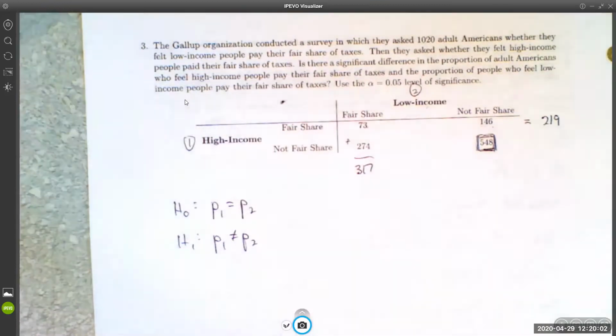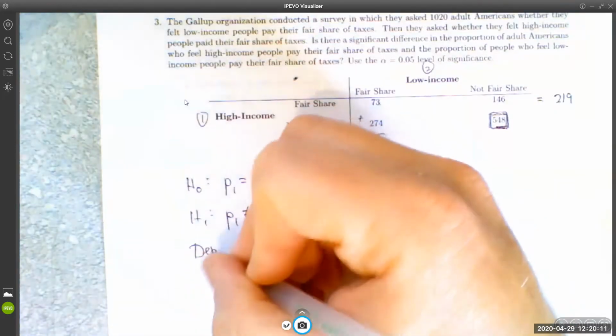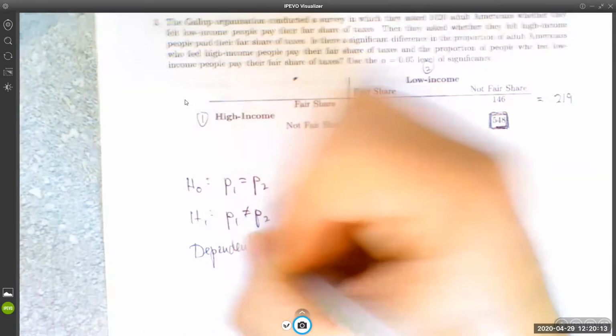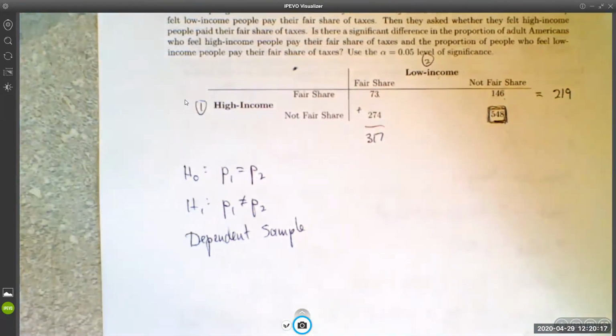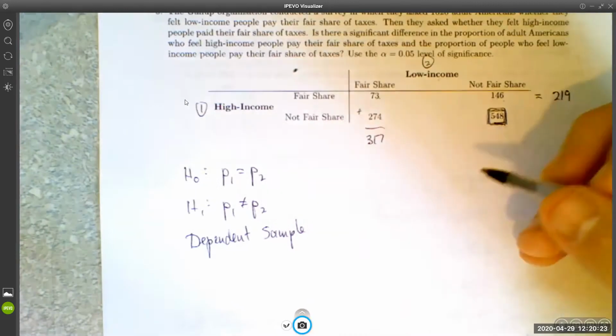So these are matched pairs, where every person is a matched pair with him or herself. So anyway, we're considering these to be dependent samples. In reality, it was just one sample, a single sample of people, but you asked them two different things. Okay, so dependent sampling here.